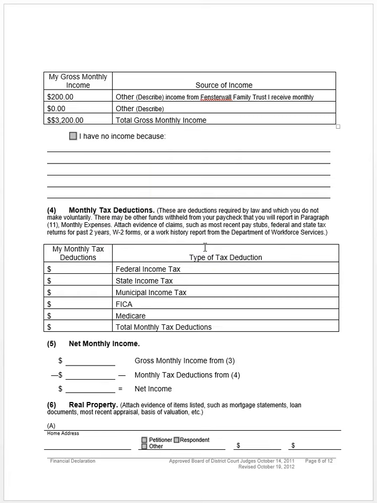I click OK, and look what it does. It gives me $3,200. And remember, I had no income other than $3,000 from my employment and $200 from this trust, so it tabulated it correctly. And it gave me two $ signs, but that's easy enough. I'll just erase that. And now I don't have to worry about making a mistake.